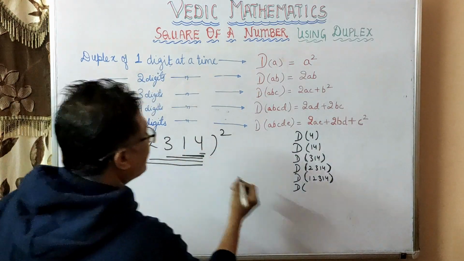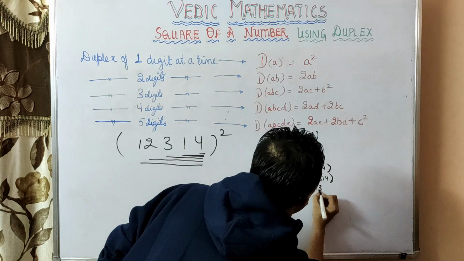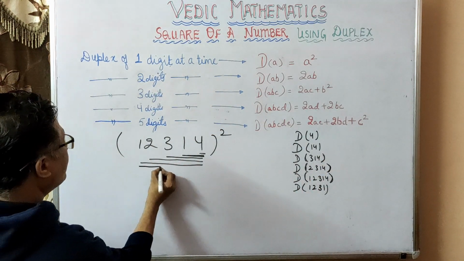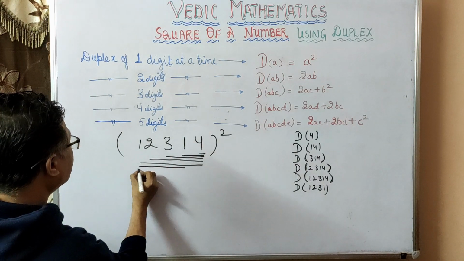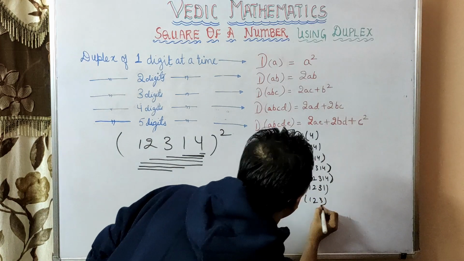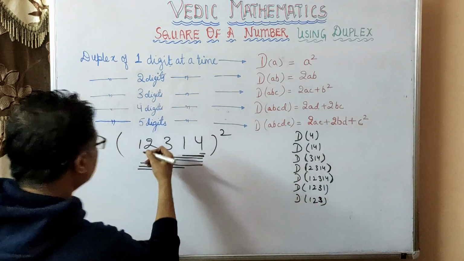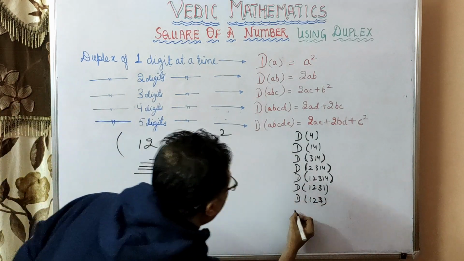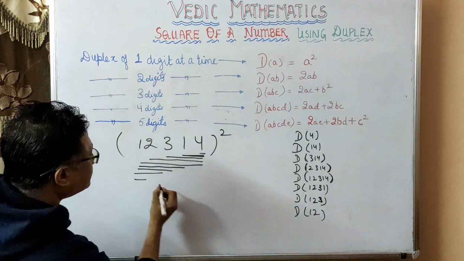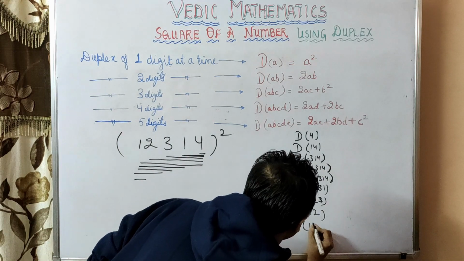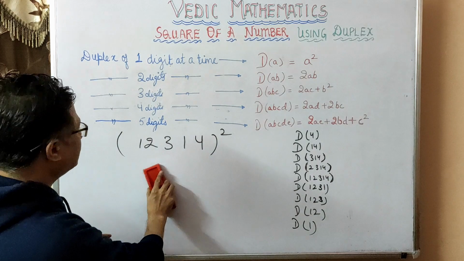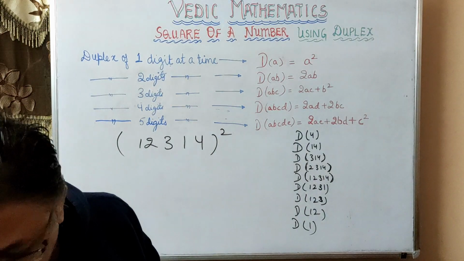So duplex of 1 2 3 1. Drop 1. Duplex of 1 2 3 1. Drop 1. Duplex of 1 2 3. Drop 3. Duplex of 1 2. Drop 2. Duplex of 1. So now let's have a look at how this happens in real.